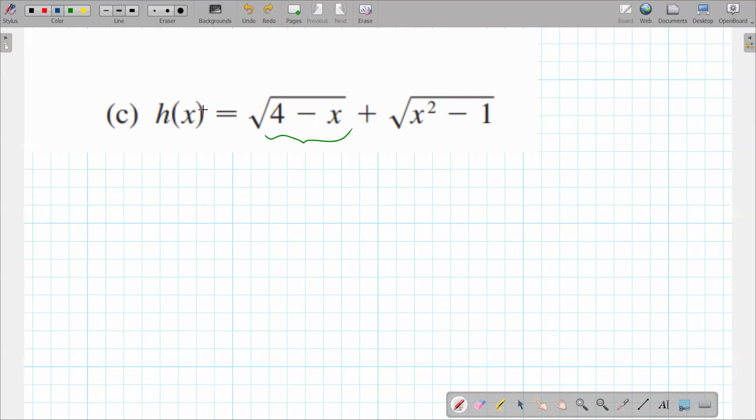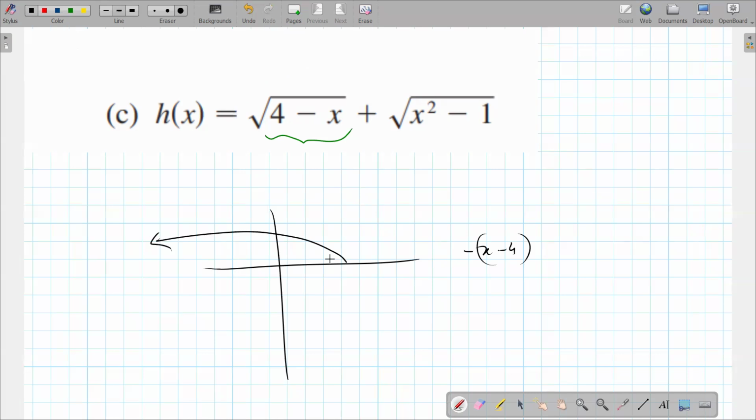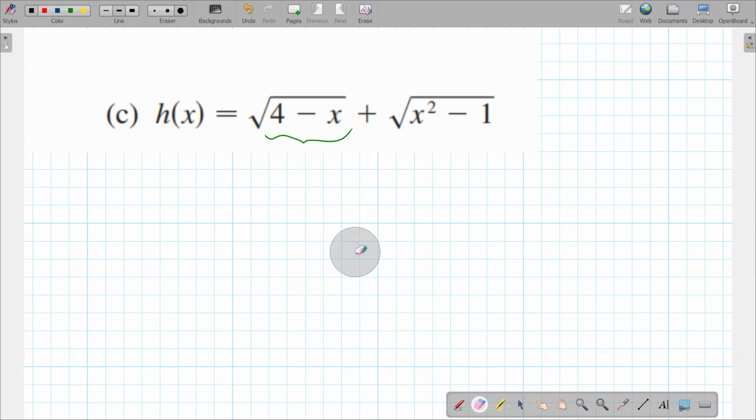Now, if you know your transformations, you can see what this looks like. This will look like negative x plus 4. From here, you can see that the domain is x has to be less than or equal to 4, right? That's one way of doing it. If you know your transformations, which you should know, this is very helpful. If you don't, then you just plug numbers in here.